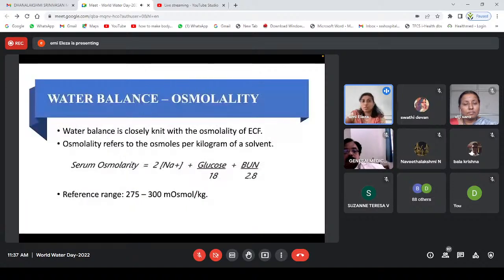Water balance is closely knit with the osmolality of extracellular fluid. Osmolality refers to the osmol per kilogram of a solvent. We can calculate osmolality by using the formula 2 times sodium plus glucose by 18 plus blood urea nitrogen by 2.8. The normal reference range will be 270 to 300 milliosmoles per kg.